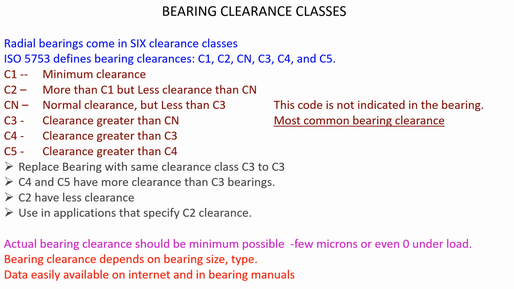Actual bearing clearances should be minimum possible, a few microns or even zero under load. Bearing clearances depend on the bearing size and type. Data is easily available on the internet and in the bearing manuals.